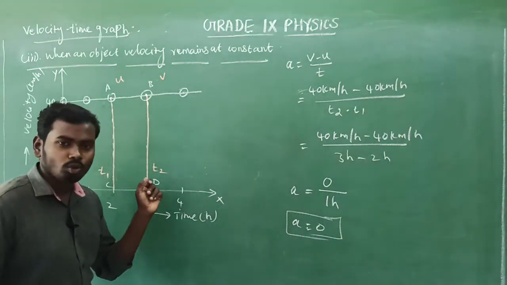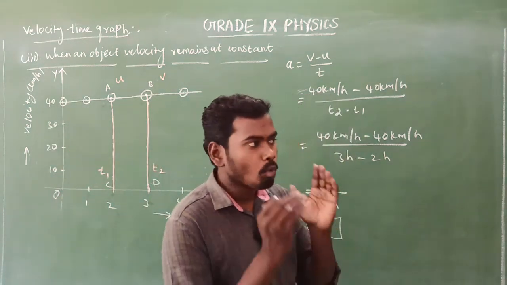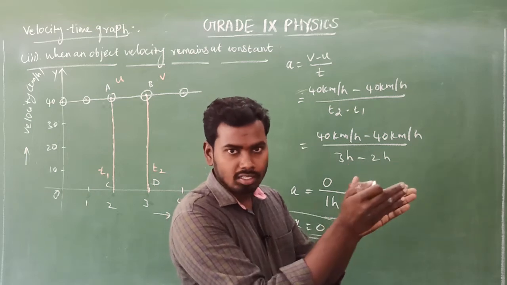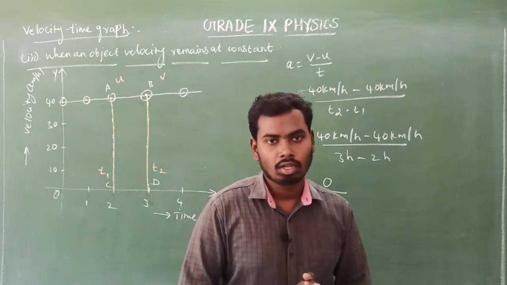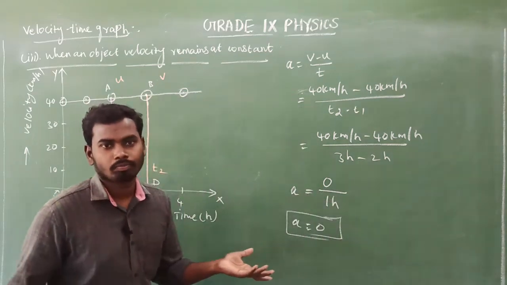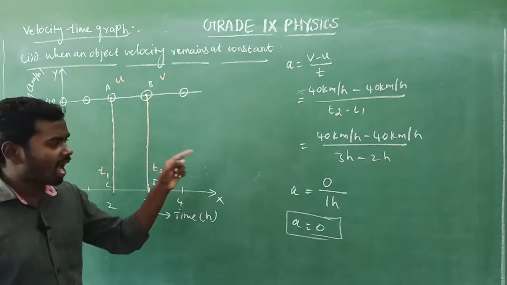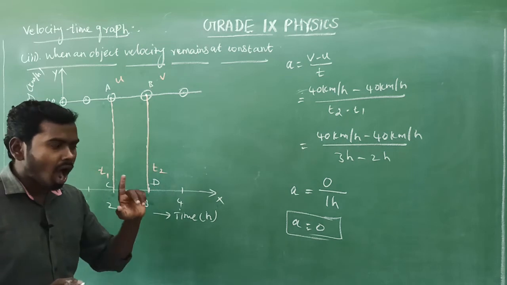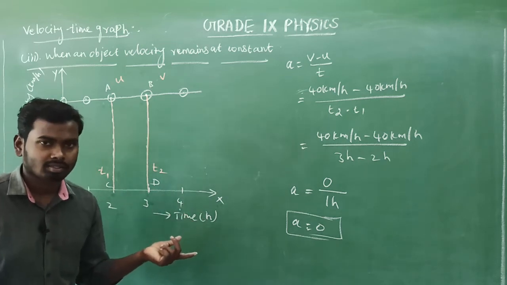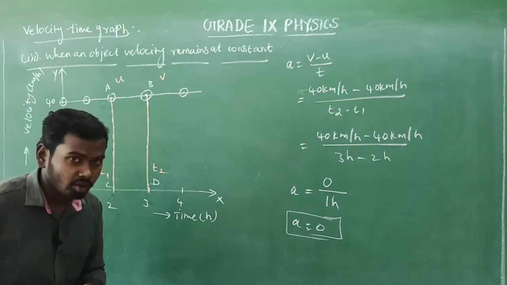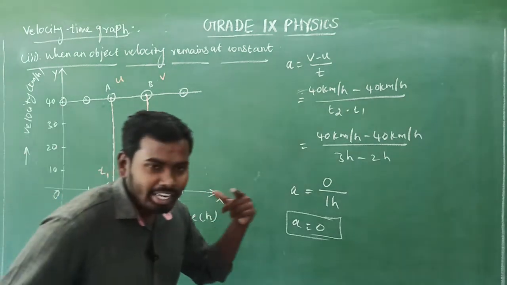So finally, what is the conclusion here? Whenever an object moves with constant velocity, acceleration becomes 0. Is it clear? That is the concept. Here we have found the acceleration, which is 0. Another quantity is left: the magnitude of the displacement. Next we will find the magnitude of the displacement.